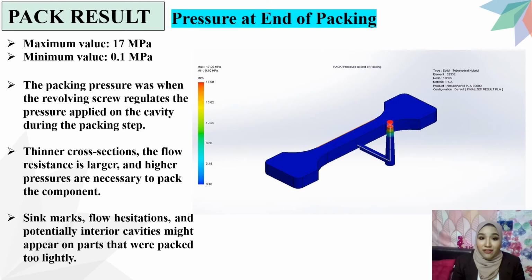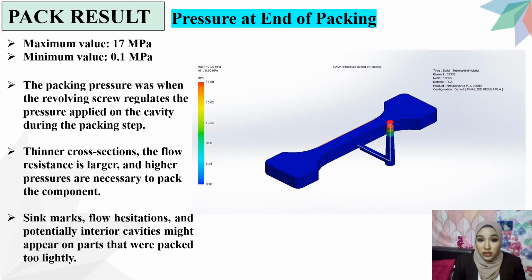Next is the pack result. First, pressure at end of packing. The maximum pressure at end of packing was at the entrance of the injection location, where the surface area was the smallest, which generates the high pressure with a value of 17 megapascal, while the minimum value was 0.1 megapascal at the blue region part.